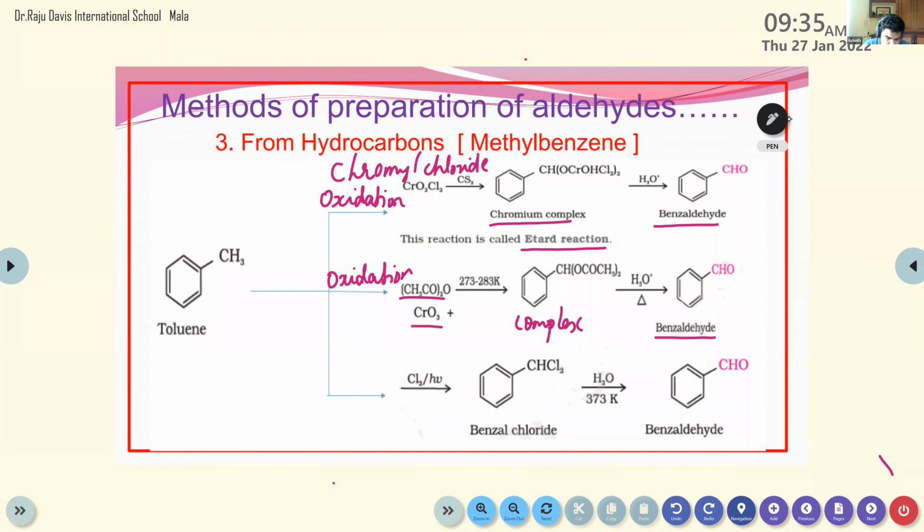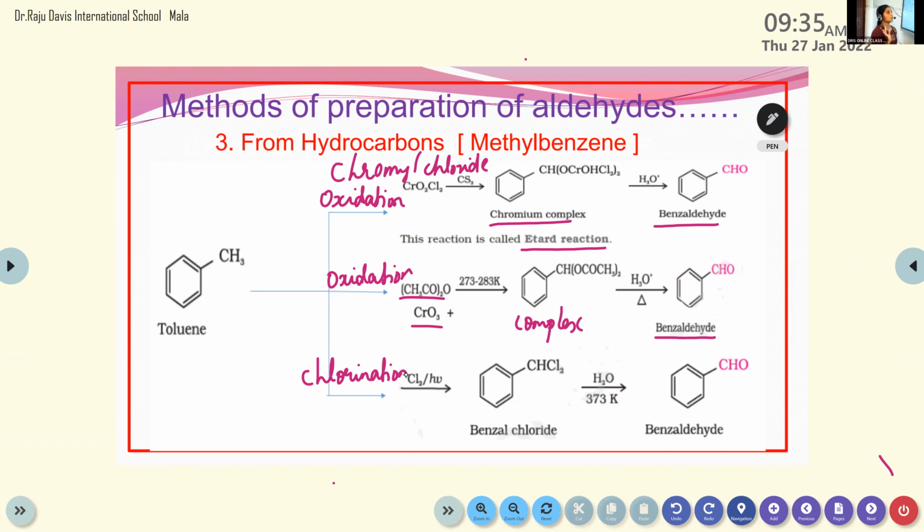Okay. Then the next method, that is chlorination. So the first and second ones are oxidation. Here it is chlorination. What do you mean by chlorination? That means addition of chlorine, isn't it? So all these methods are from hydrocarbons itself. The first two methods are oxidation. The first reagent is chromyl chloride. The second one is chromic oxide. Then the third method is chlorination.